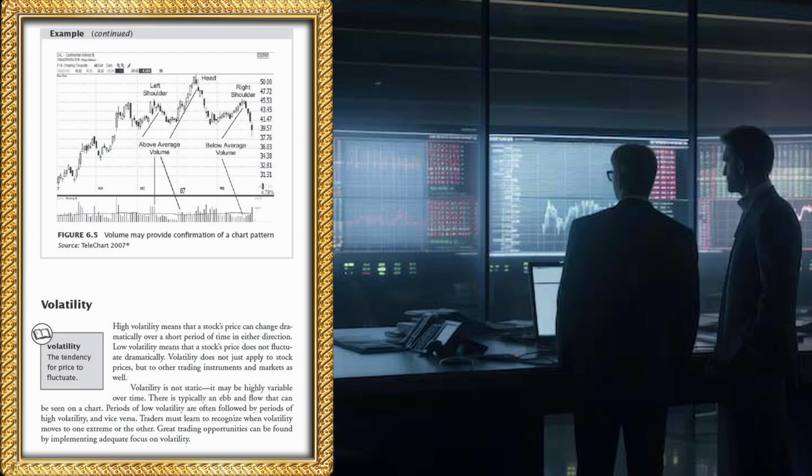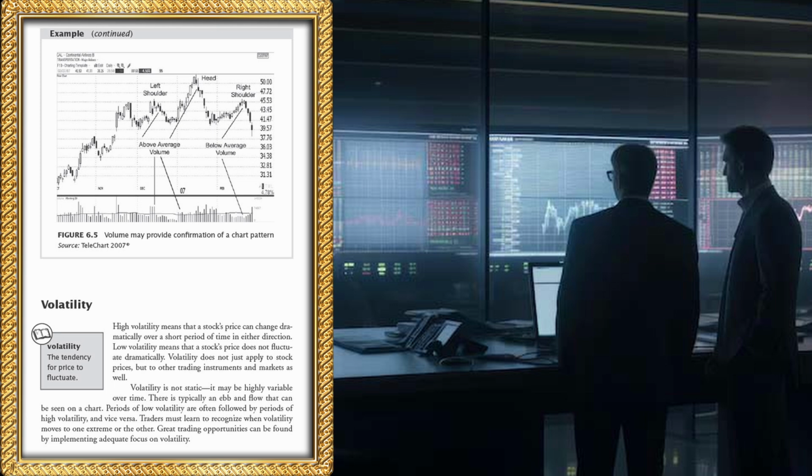Volatility. High volatility means that a stock's price can change dramatically over a short period of time in either direction. Low volatility means that a stock's price does not fluctuate dramatically. Volatility does not just apply to stock prices, but to other trading instruments and markets as well. Volatility is not static. It may be highly variable over time. There is typically an ebb and flow that can be seen on a chart.